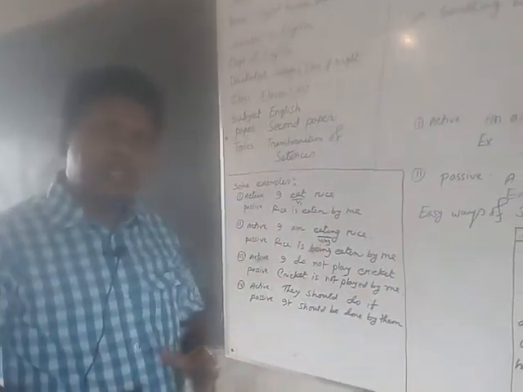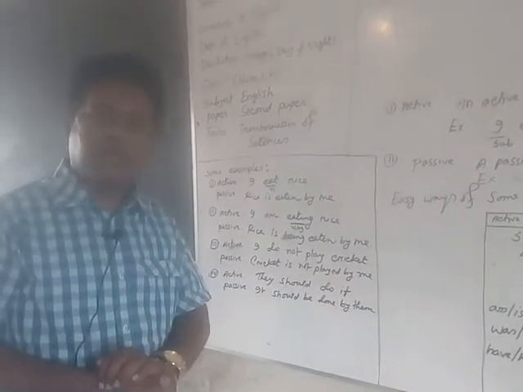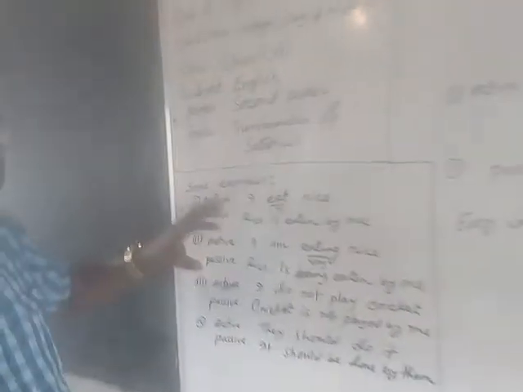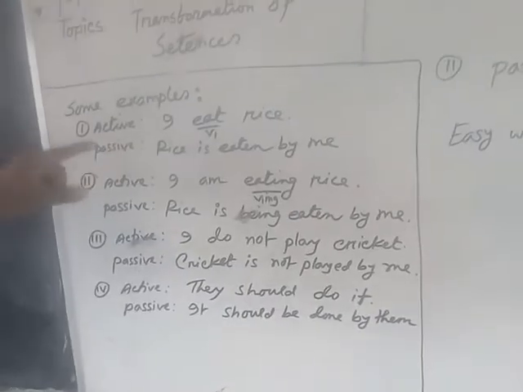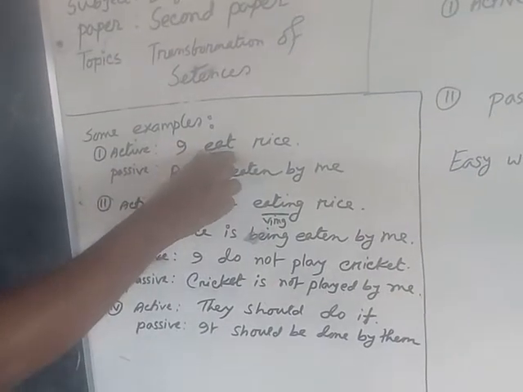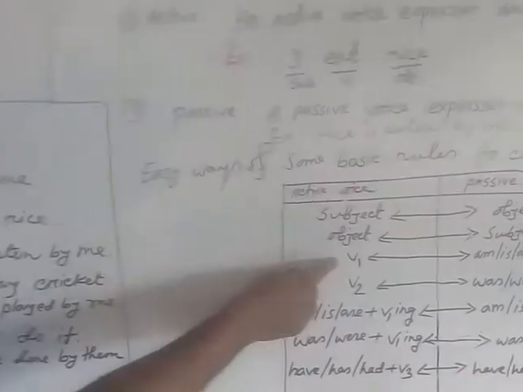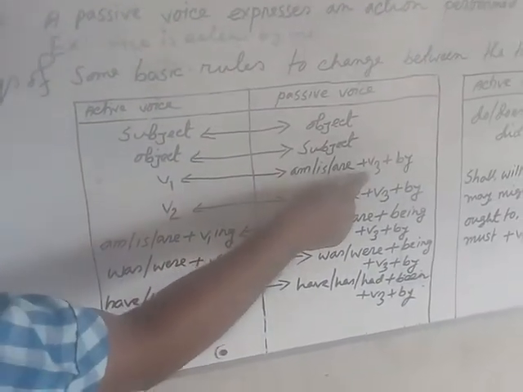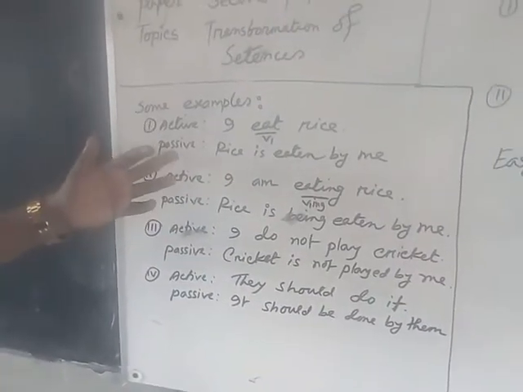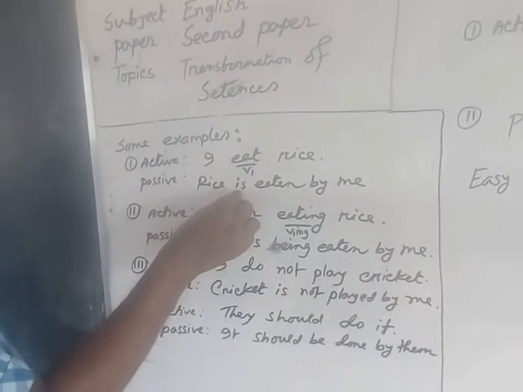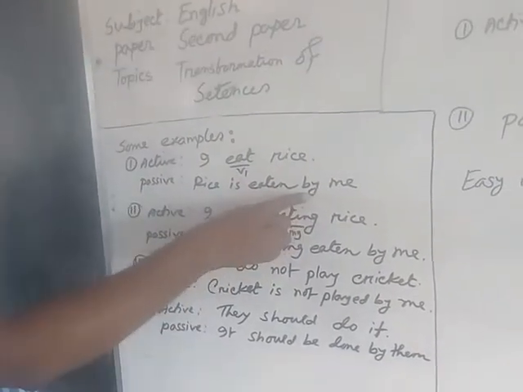Here I have given some examples for you so that you can understand the rules easily now. Please look at the board. Here the active voice: I eat rice. It's verb 1. That means this formula, verb 1, is changed into am, is, are plus verb 3 plus by. When I change active to passive, I eat rice becomes: Rice is eaten by me. Here am, is, are, verb 3 plus by.